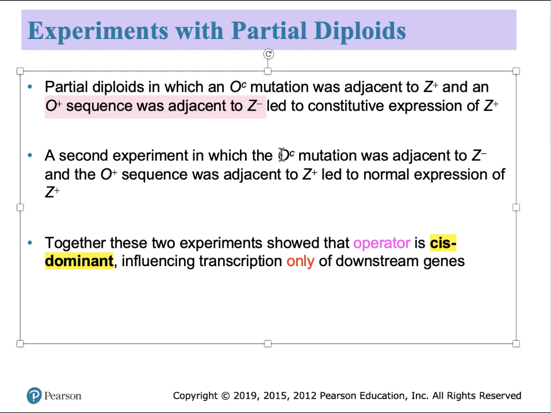And when they produced an alternative arrangement where the OC mutation was attached to the Z minus gene and the normal operator was adjacent to the Z plus gene, they found that expression of these genes was under normal control because the repressor could still bind to the operator here and control the activity of this particular gene. So that led to a conclusion that the operator sequence on the DNA is cis-dominant and that it only influences the genes downstream of its physical presence.